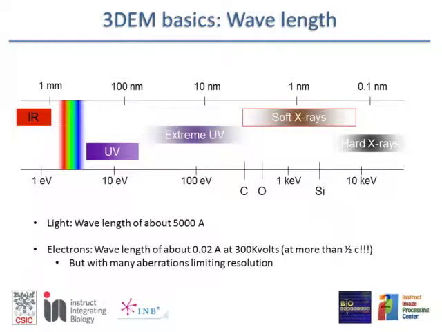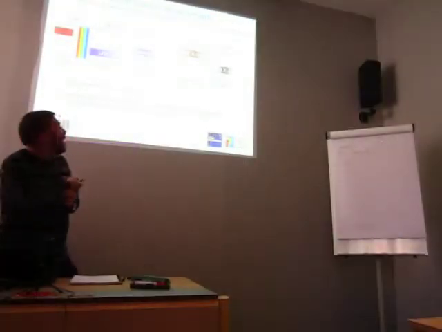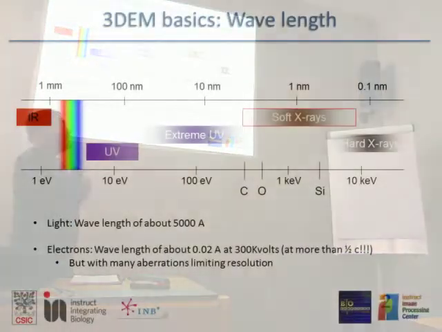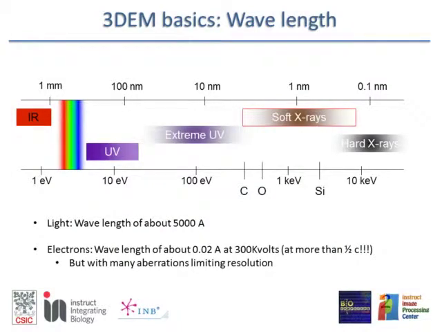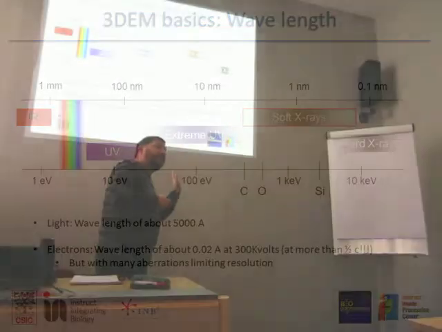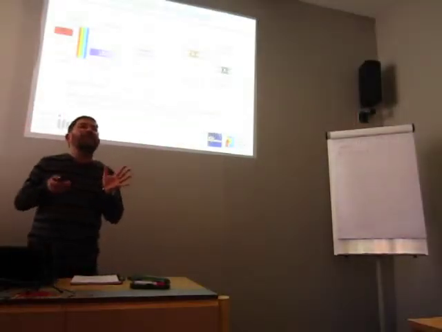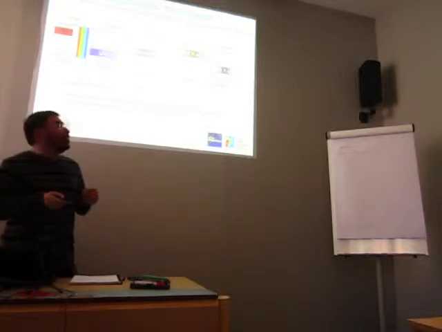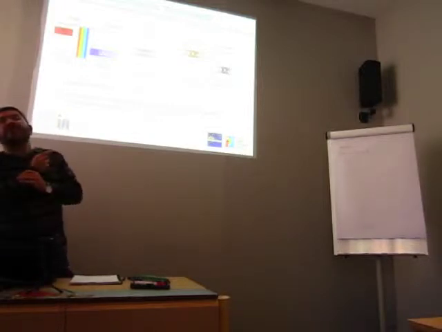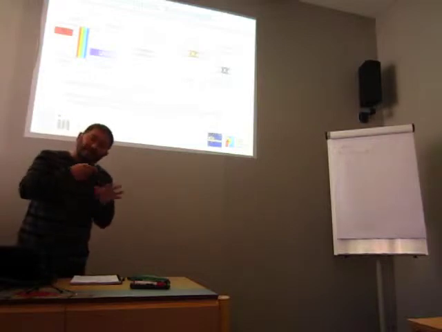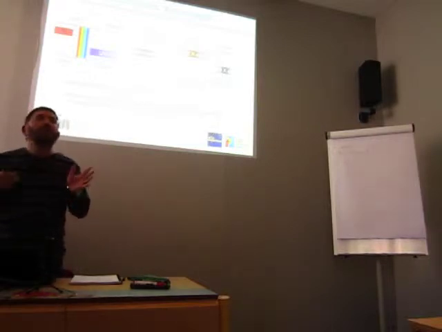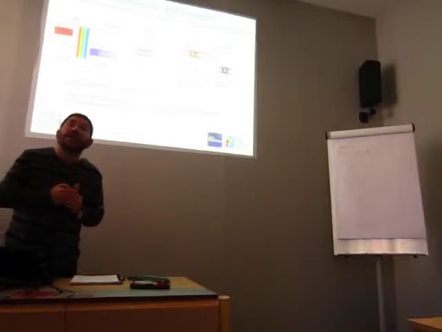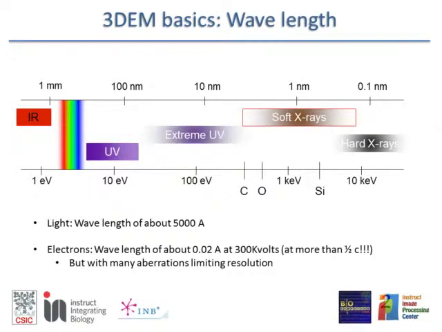Just very basic things. You are used to optical microscopy, and the wavelength of visible light is something like 5,000 Angstrom. If you remember your very basic physics courses, these 5,000 Angstrom are about the limit of resolution. So how can we go beyond 5,000 Angstrom resolution? Well, by going to other types of optics, or by using another type of radiation with a shorter wavelength. These are the electrons.